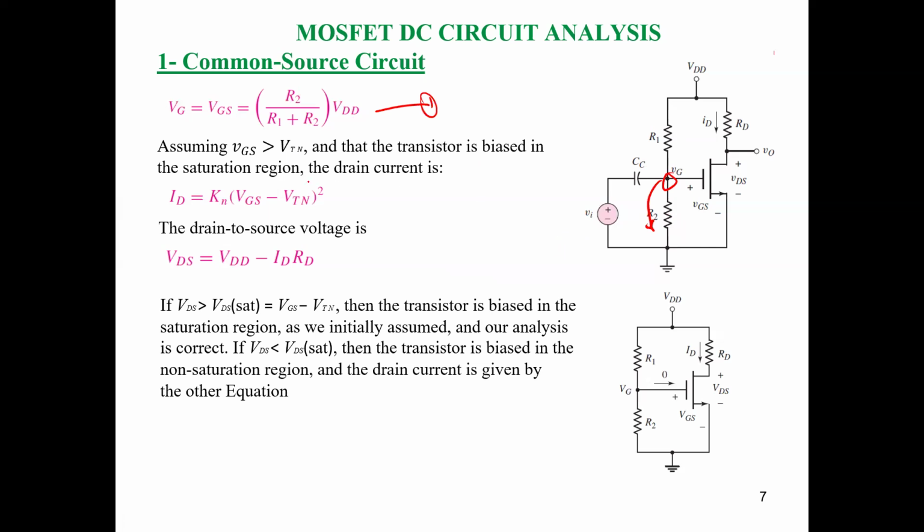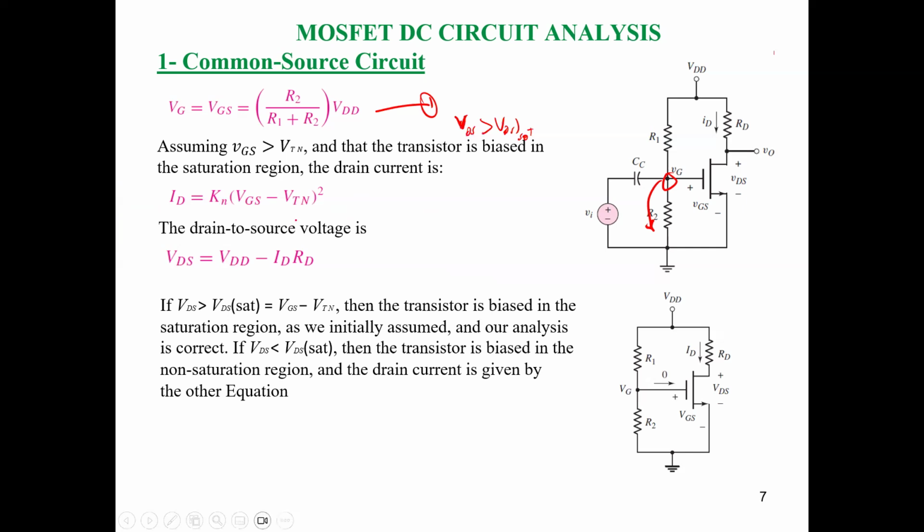Assuming that VGS, guys, is greater than V threshold, which means now the transistor is biased, and assume that it's biased in the saturation region. So assume that V drain to source is greater than V drain to source saturation. So this is the assumption of the saturation. So in this case, we can say ID equals Kn times (VGS minus VTN).